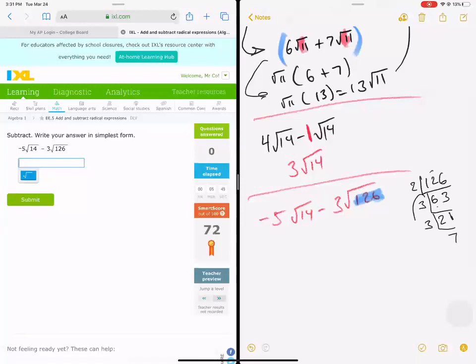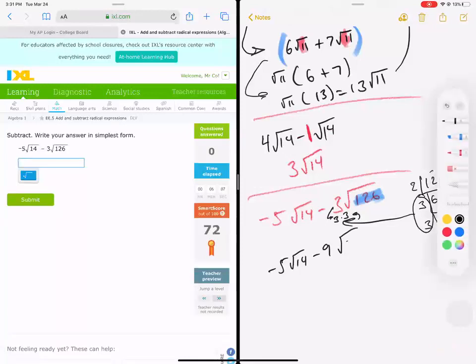We have a pair that gets thrown out. But guess who's waiting for you on the outside? We already have a 3 out there. To rewrite this, negative 5 square root of 14, minus 3 times the 3 that we brought out, that's 9, square root of, now we still have a 2 and a 7. 2 times 7 is the 14.